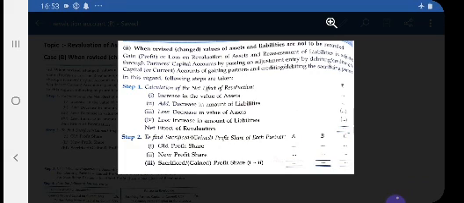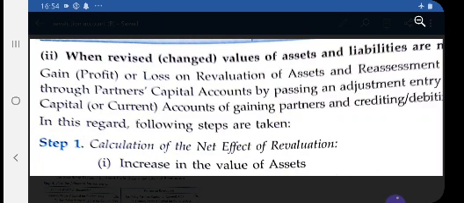It means that there are three steps to be followed while passing the entry relating to case B. First, you have to calculate the net effect of revaluation, means add all credit items, deduct all debit items, then you will get the net amount. In the second step, you calculate the sacrificing and gaining ratio, and gaining partner will be debited and sacrificing partner will be credited as per the proportionate amount. So this is the rule we will discuss in detail. Let me read what is mentioned here.